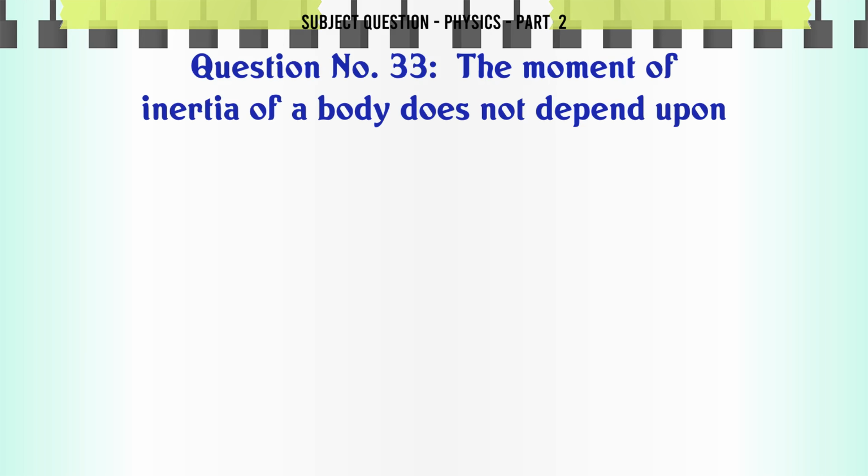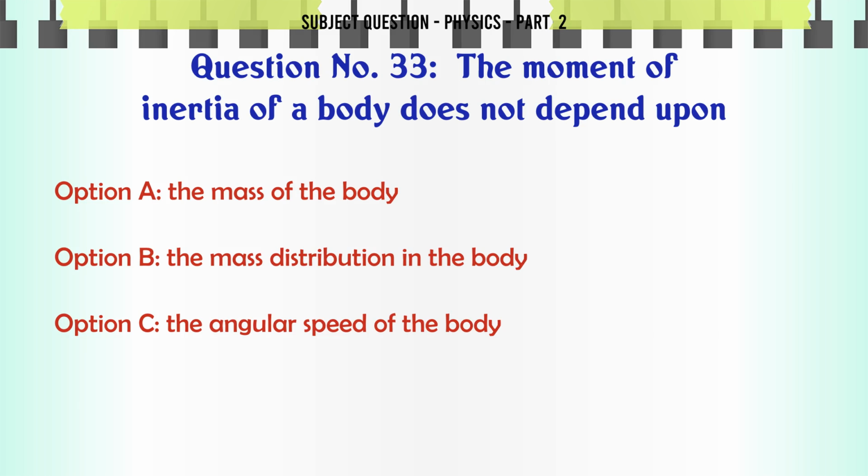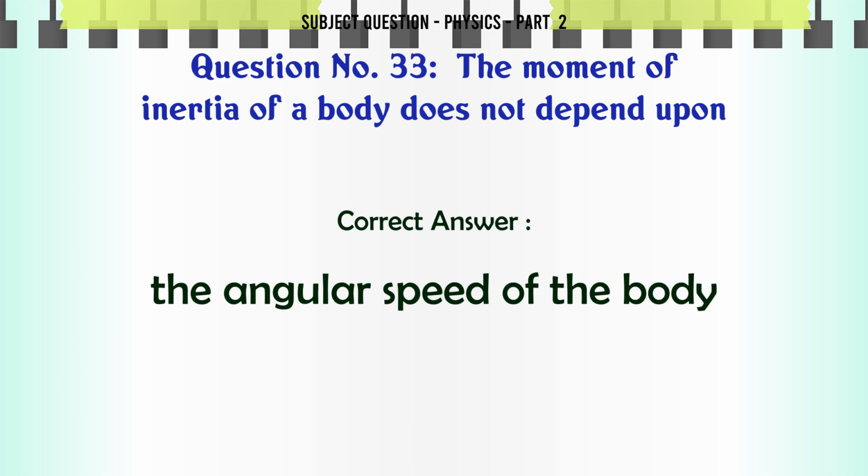The moment of inertia of a body does not depend upon A. the mass of the body, B. the mass distribution in the body, C. the angular speed of the body, D. the axis of rotation of the body. The correct answer is the angular speed of the body.